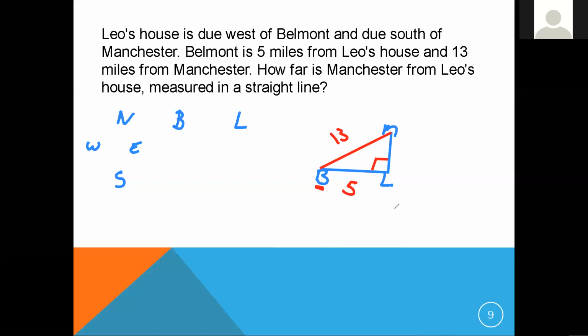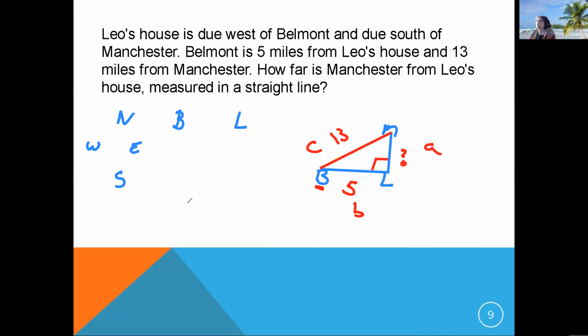So my C is 13. Yep, your C is 13. So this is my question mark here. Help me label. This is C. What am I going to label 5 as? B. And then A.